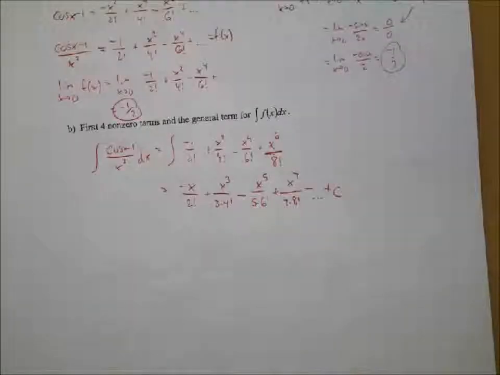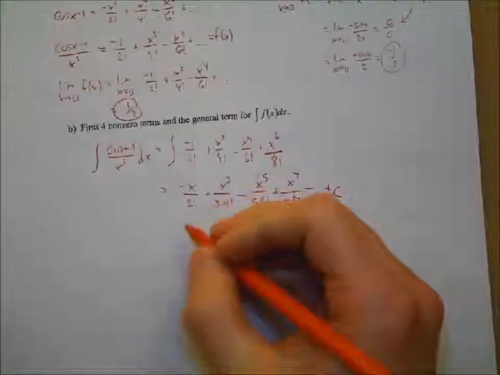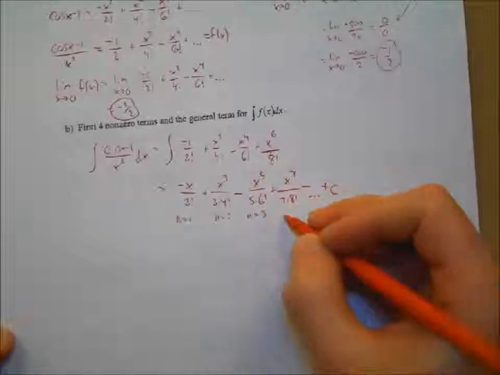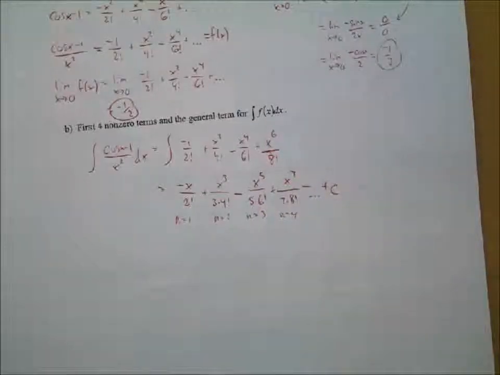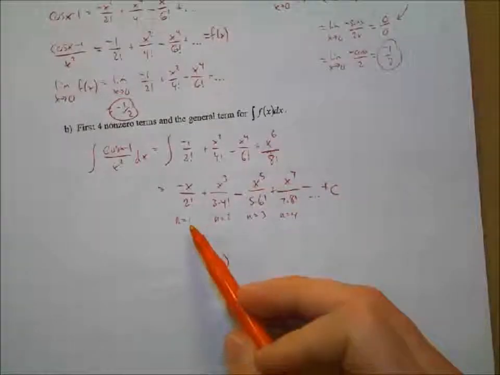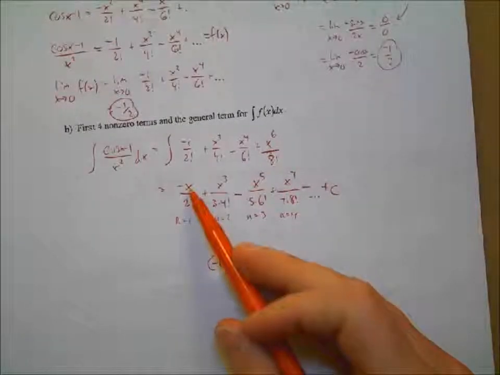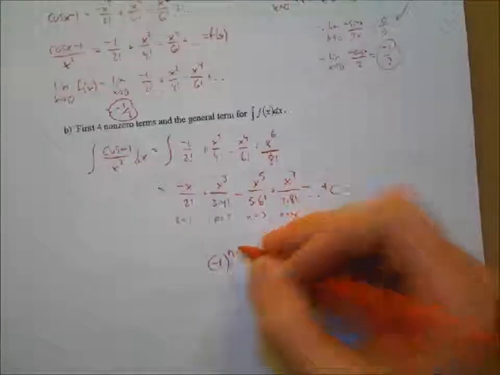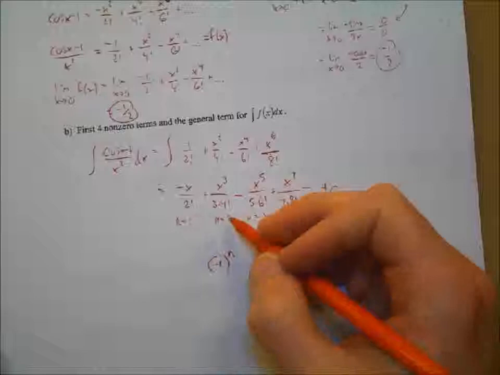It does say find the general term, so we'll do it. We'll call this n equals 1, then n equals 2, n equals 3, n equals 4. I'm not going to start with n equals 0, I'm going to start with n equals 1. What's one characteristic you notice about our terms? Positive, negative, they're alternating. So we're going to have negative 1 to the n, because negative 1 to the 1 will make it negative for the first term, then positive, then negative, and so on and so forth.